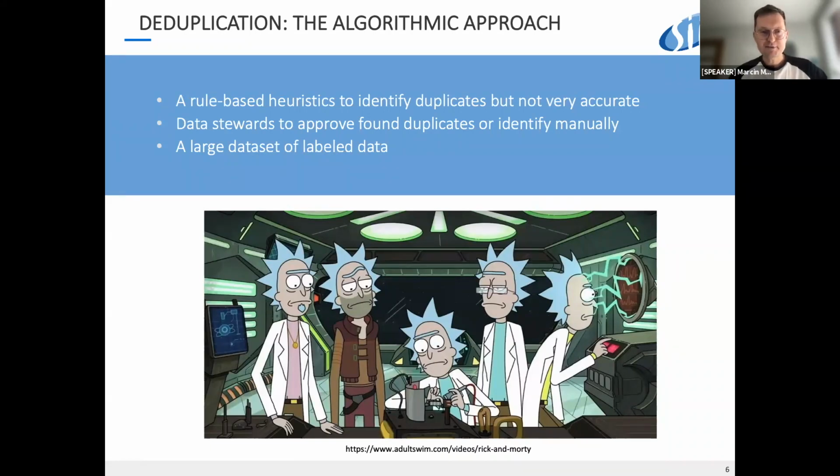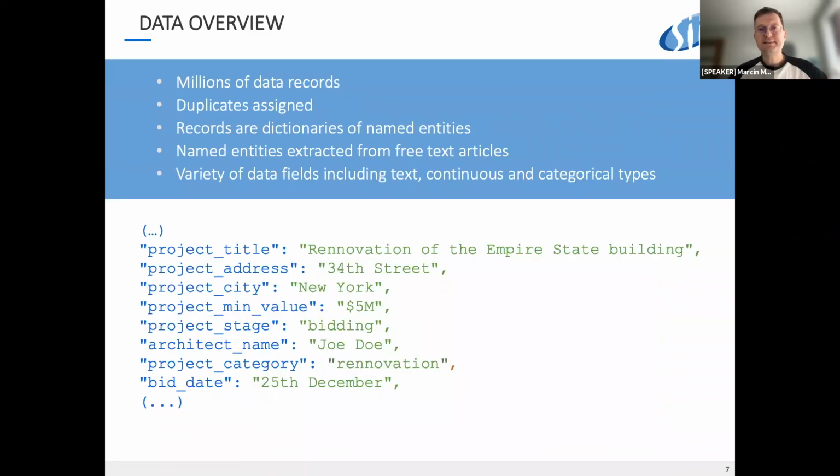However, this process has been in place for a long time. So there is a large data set of identified duplicates available. The dataset consists of several millions of records collected over the years, and each record has already assigned a duplicate if such duplicate exists. A record is simply a dictionary of named entities extracted from free-text articles, and there is a variety of them covering different aspects of construction projects, such as locations, dates, amounts, titles, names, and so on.